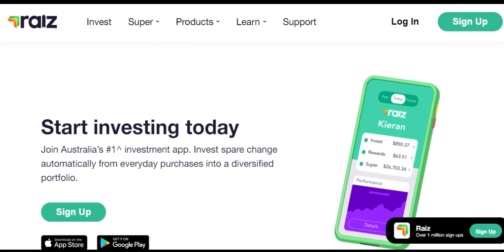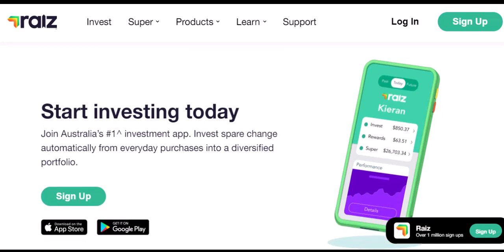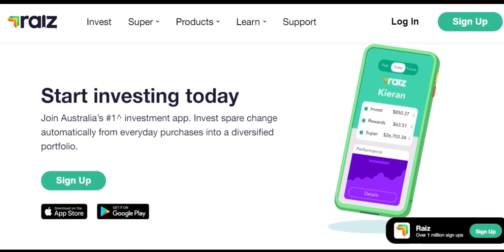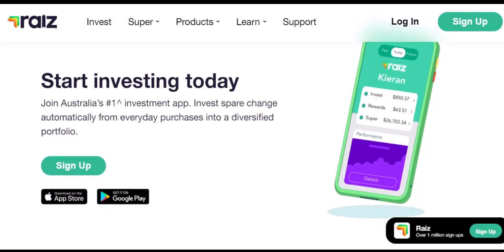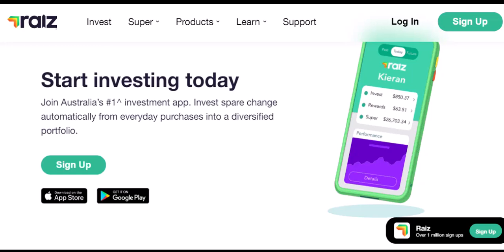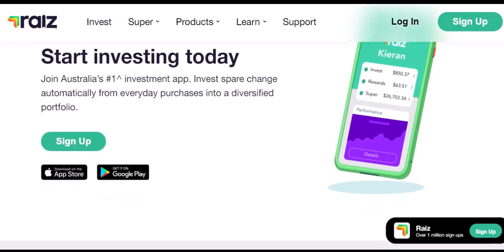Here's the answer you've been waiting for. To open a Raiz Invest account, you need to be at least 18 years old. This applies whether you're in Australia, where Raiz originated, or Malaysia, where they've recently expanded. Being 18 signifies reaching adulthood and having the legal capacity to enter into financial contracts. It also indicates a level of financial literacy and understanding of risk that's crucial for navigating the investment world.